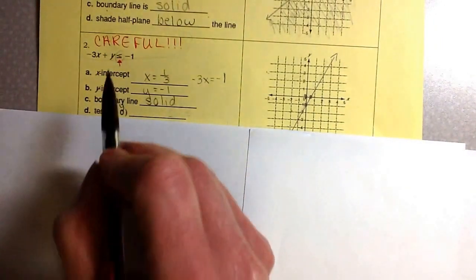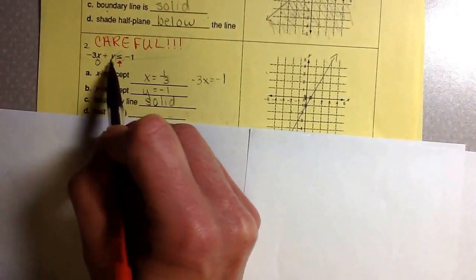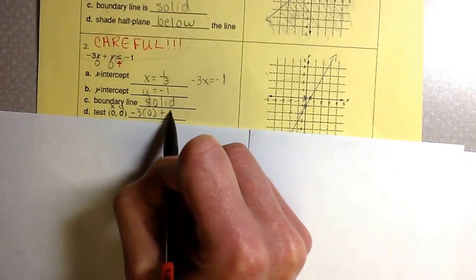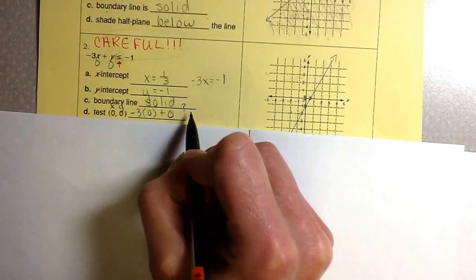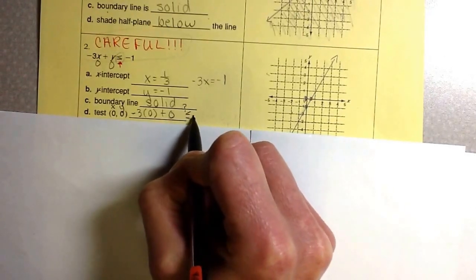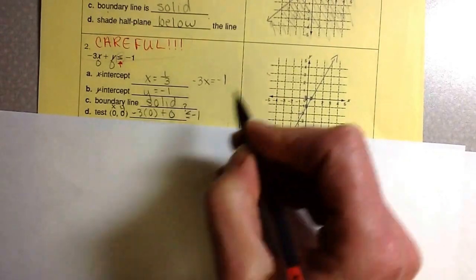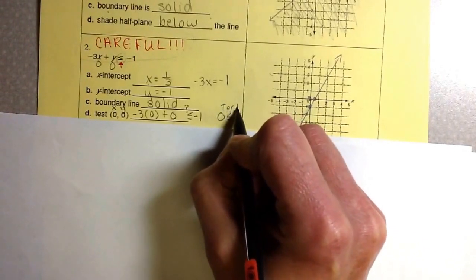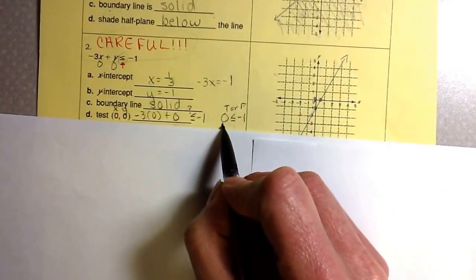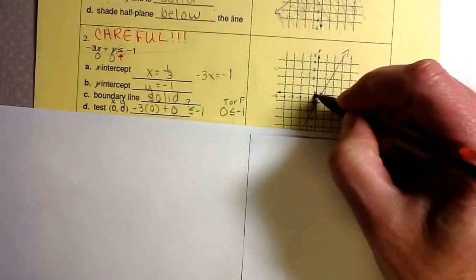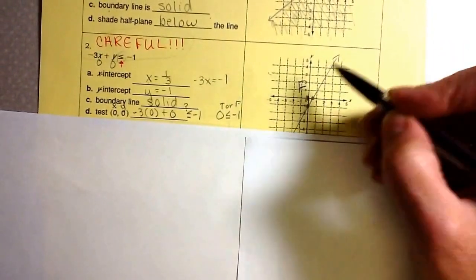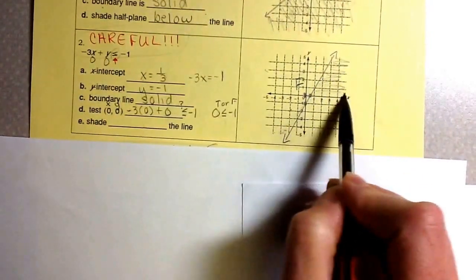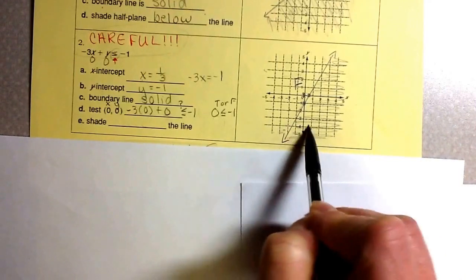That means we're going to substitute 0 in for x and 0 in for y. That gives us negative 3 times 0 plus 0, and the question we're asking ourselves is, is that less than or equal to negative 1? If we simplify that, we have 0 is less than or equal to negative 1. Is that true or false? Well, 0 is not less than or equal to negative 1. So the point that we chose is false. If it's false, all of the other points on that side are false. That means our solutions are going to lie on the other side of the boundary line.